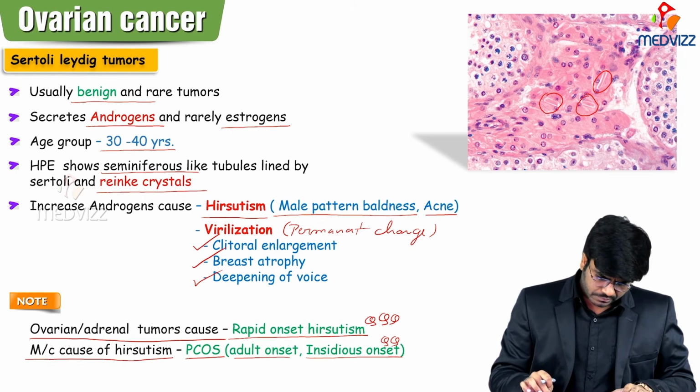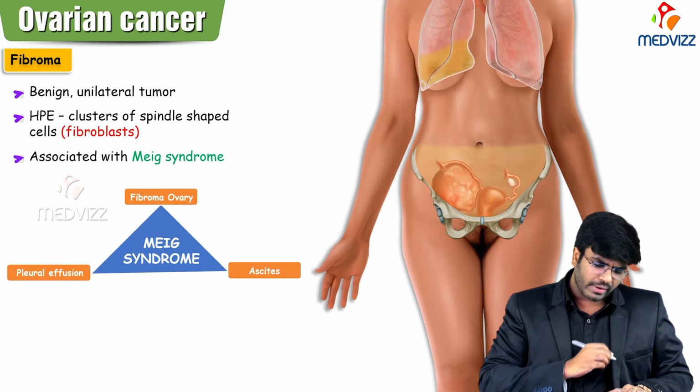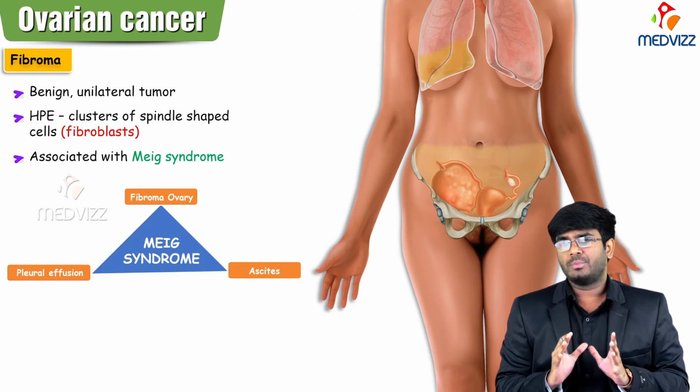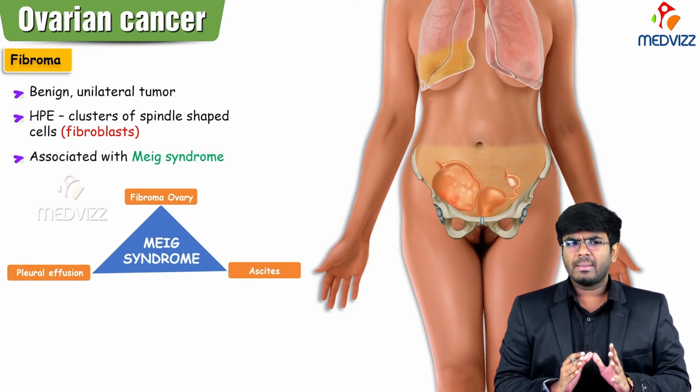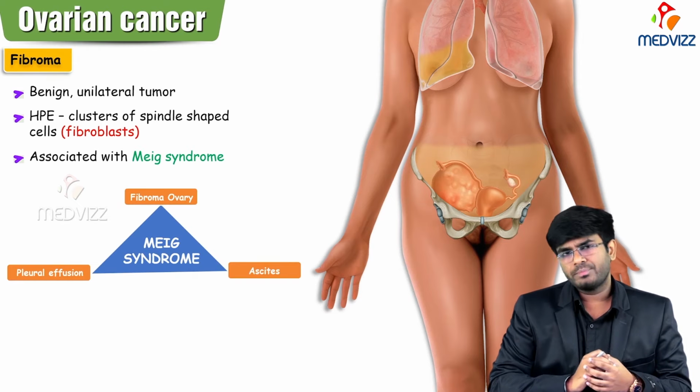Now let's continue with the fibroma. Here in fibroma, we have already discussed, when we were discussing Brenner's tumor, that Brenner's is associated with Meigs syndrome.